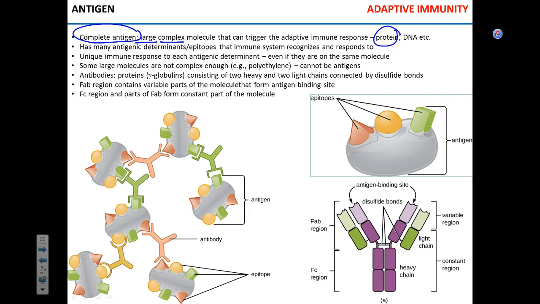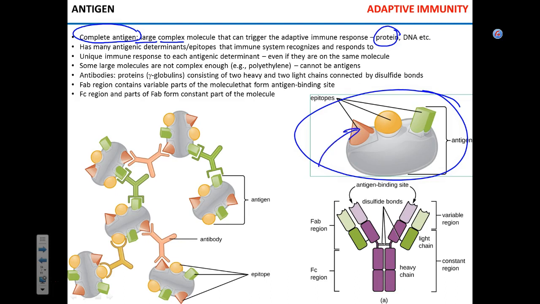DNA can serve as an antigen. Carbohydrates can serve as an antigen. So those are the three main, biggest types of antigens that you can encounter, proteins being the most important. Now, look at this antigen on the right. This antigen on the right has three epitopes.